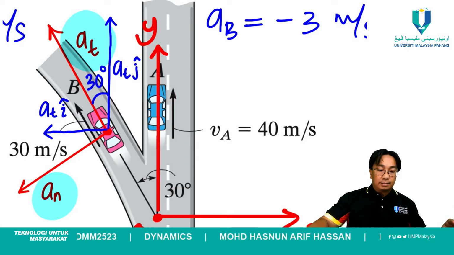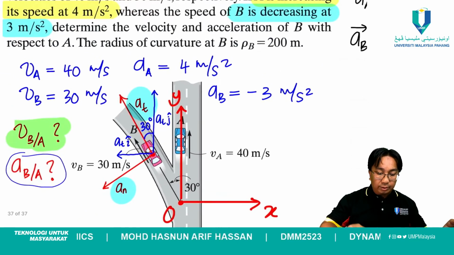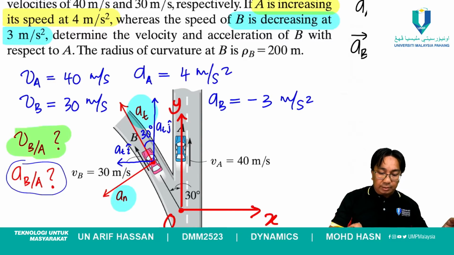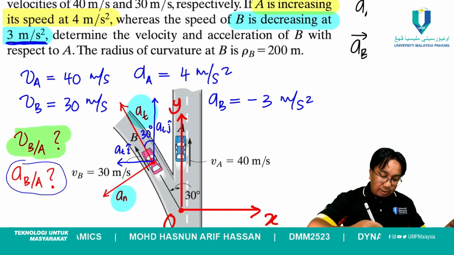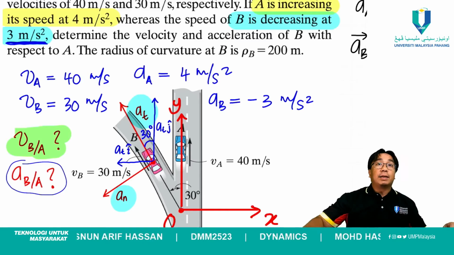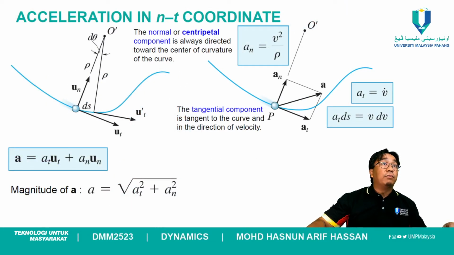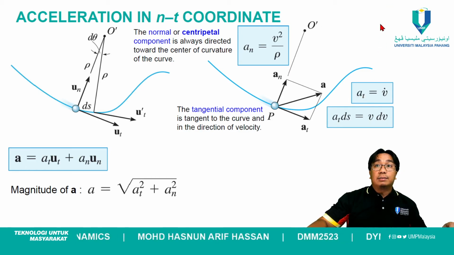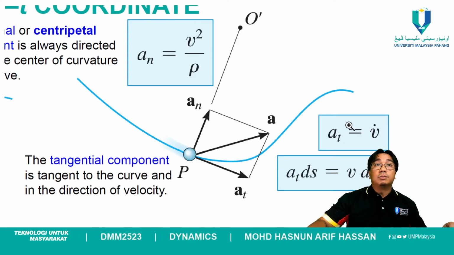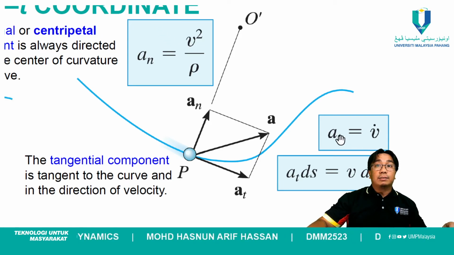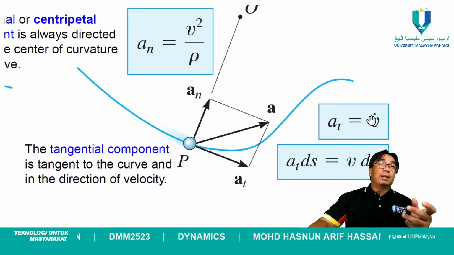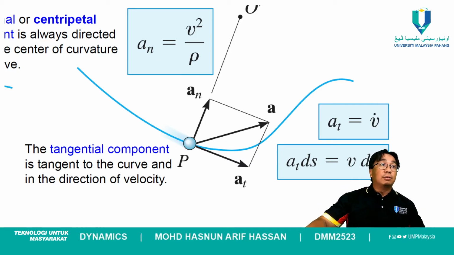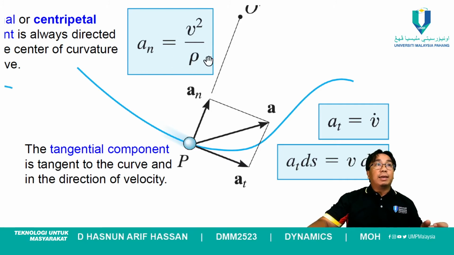So ATJ will be, okay, before that, if you refer to the question, dia cakap B is decreasing at 3 meter per second. The 3 meter per second given here is basically AT. Remember tak tadi saya tunjuk pada you from our previous slide here that let me zoom in a little bit. Let me zoom in here. Okay. You can see here AT, the tangential component is equal to V dot, which means that the component given in the question tu ialah basically AT. AN dia tak beri. AN kita kena calculate.